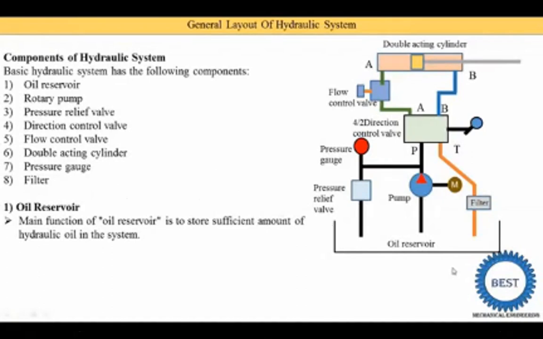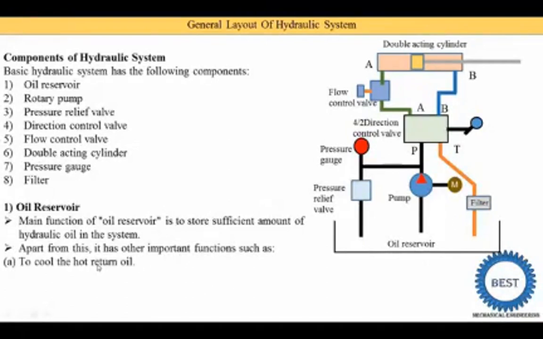In a bike or car, we store petrol or diesel in the tank. Similarly, it is a storage place for the oil, because in a hydraulic system the liquid is used and generally we use oil as the liquid. In pneumatic systems we use air. Apart from storing the oil, it also has some other functions.